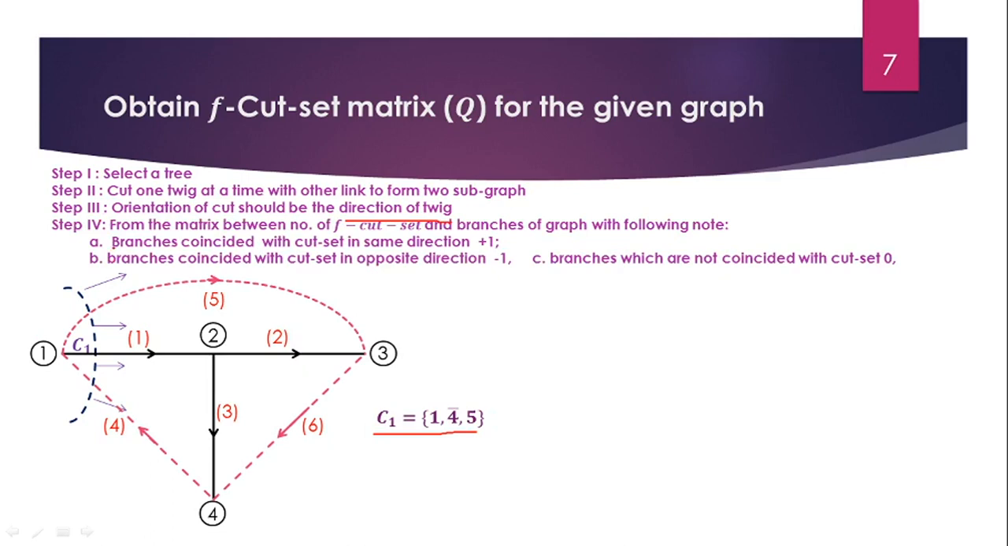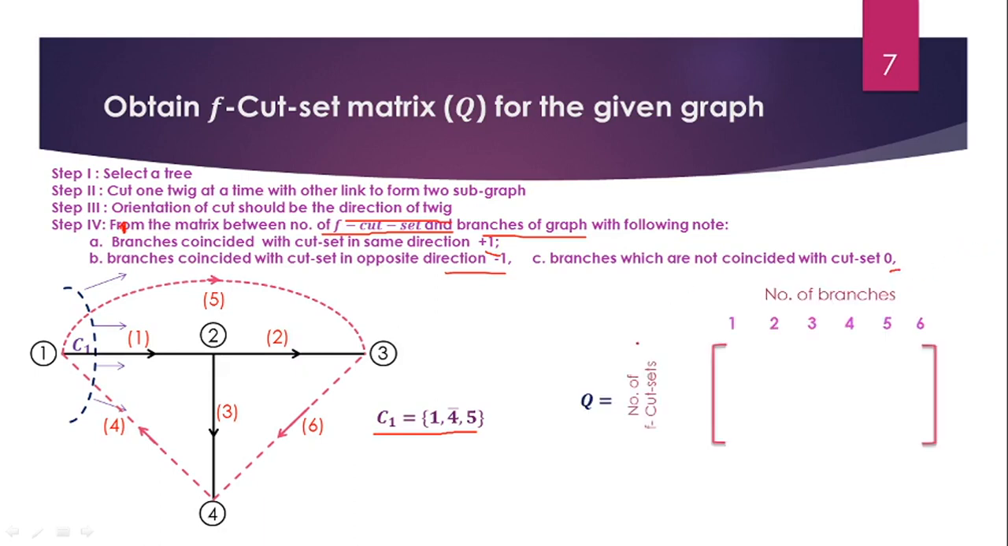Step 4, we have to form the matrix between the number of F cut sets, the number of possible F cut sets, and how many F cut sets are possible. The number of twigs and the branches of the graph. So the number of branches is 6. If a branch coincides with the cut set in the same direction, it is +1, in the opposite direction -1, and if the branch is not coinciding, that means it is not going to cut, we have to take it as 0.